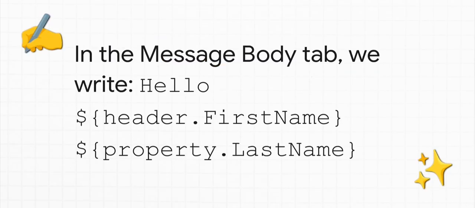And now for the magic trick. We go to the third tab, the message body. We can completely wipe out the old XML and write something new. Using these simple little expressions, we just call the header and the property that we literally just created. We're building a whole new message on the fly.